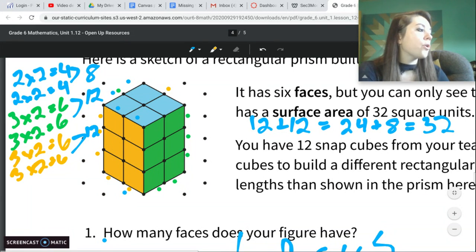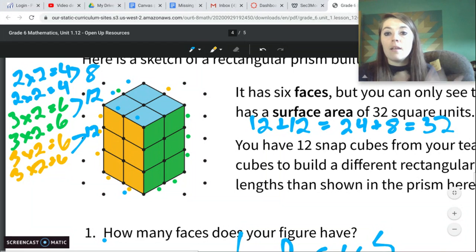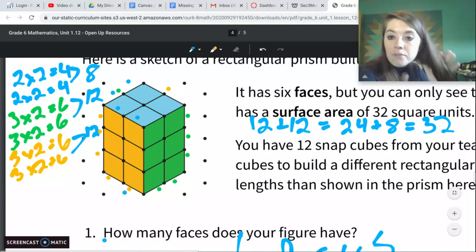So your keyword for this lesson is cover, because what we're doing is we're covering our shape up. Think about it as covering with wrapping paper or painting it. Those are good ways to think about surface area. It's covering the whole entire shape. So once again, your keyword is cover.